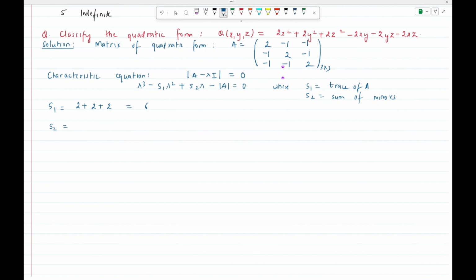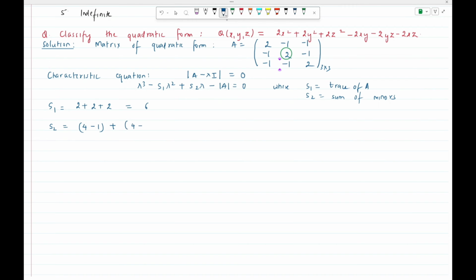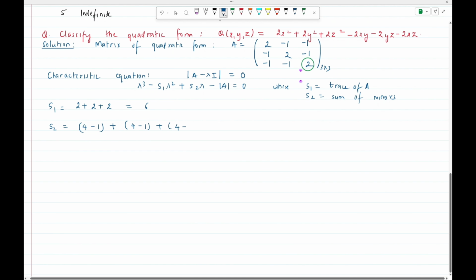Now S2, since it's the sum of minors, let us quickly evaluate the minors. If I talk about the minor associated with the A11 entry, then the minor is going to be 4 minus 1, which is 3. Now moving on to the next minor, if I fix this entry, then again we get 2 twos is 4 minus 1, which will be another 3. And likewise, if I talk about the last minor, you can see again the determinant is going to be 2 into 2, which is 4, minus 1. So we get 3, 3 times. So S2 is going to be 9.